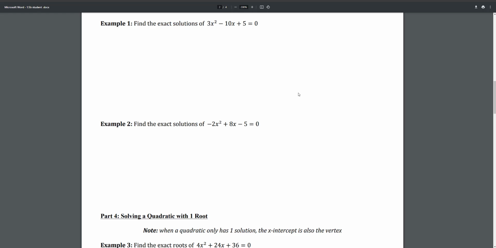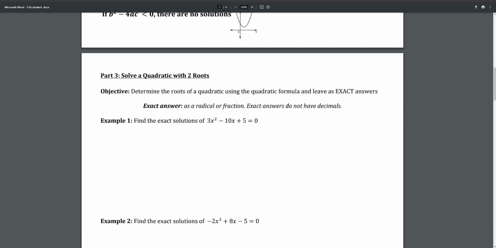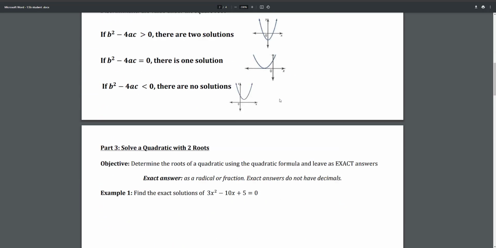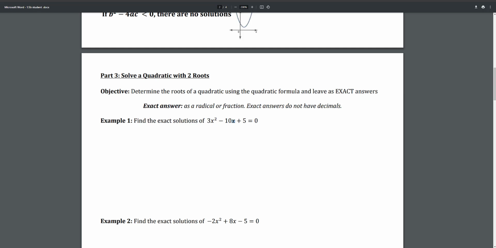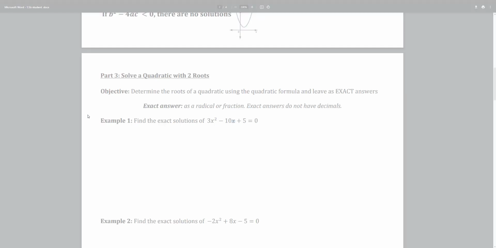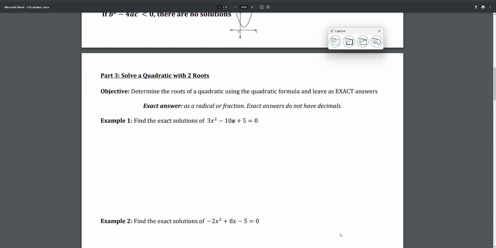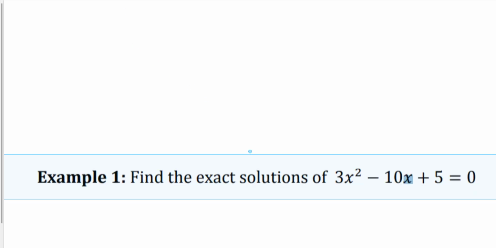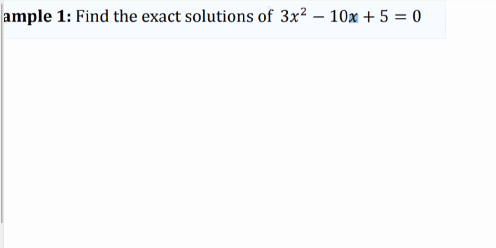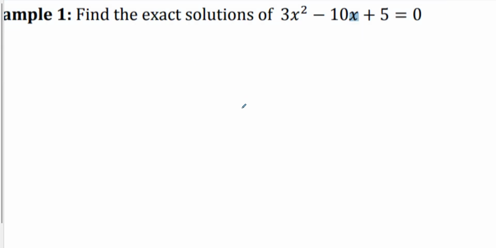So now we're going to move on to actually finding the x-intercepts. Like, what is the value? So remember, the first step was just figuring out how many there are. But now we're going to find the exact solutions. Now, this word exact is going to change it up from a grade 10 to a grade 11 question, because the exact solution means we cannot have decimal answers.